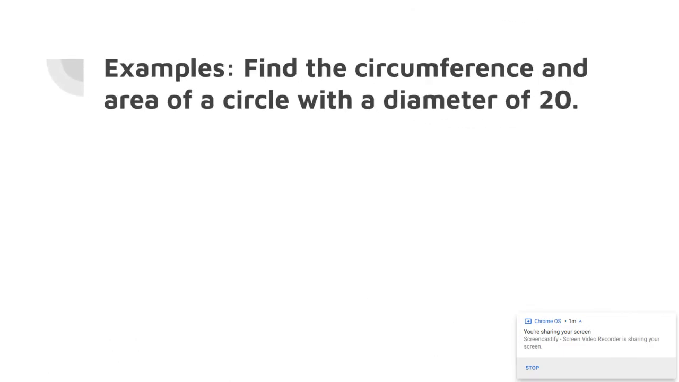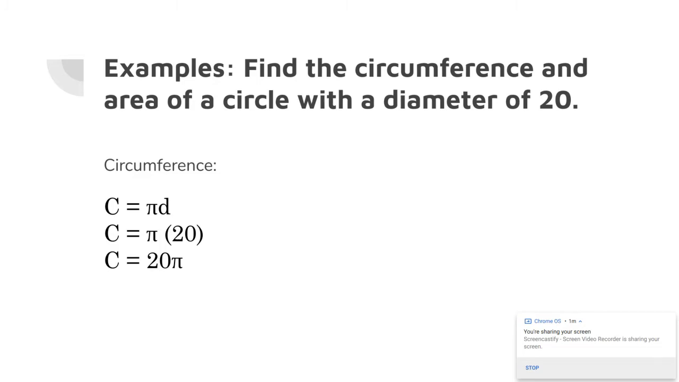Here is an example. We're going to find both the circumference and area of a circle with a diameter of 20. For the circumference, we're going to use the formula pi times the diameter. Since we were given the diameter, we can plug that into the formula, and we just want to simplify that by writing it as 20 pi. Now, for most of the problems that we do, we're just going to leave it in terms of pi because it's the most accurate answer, just like when we left a square root instead of getting a decimal.